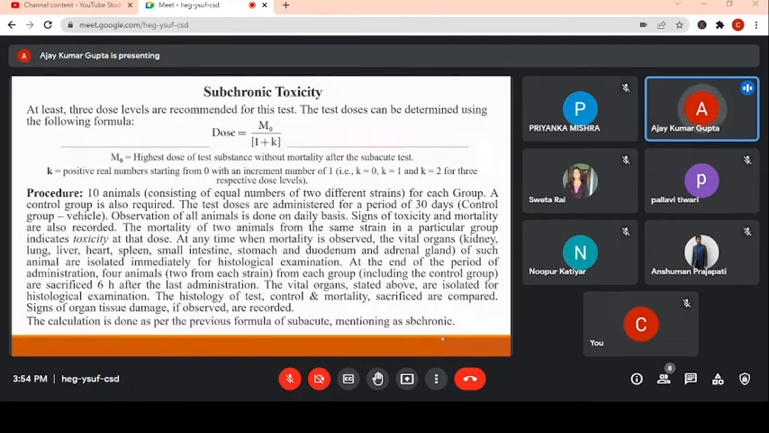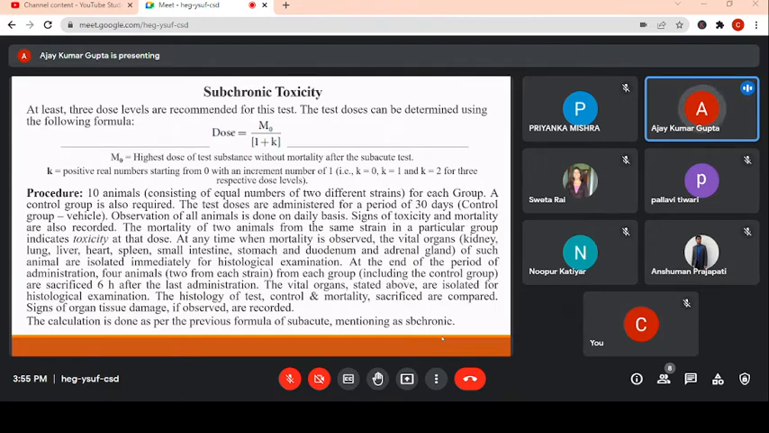At the end of the period of administration, 4 animals, 2 from each strain, from each group including the control group, are sacrificed. Means these are those animals which have successfully tolerated the given dose and didn't die. They are sacrificed 6 hours after the last administration of the dose, and the vital organs, as stated above, kidney, lung, liver, heart, skin, small intestine, stomach, duodenum, adrenal gland, etc., are isolated for histological examination.